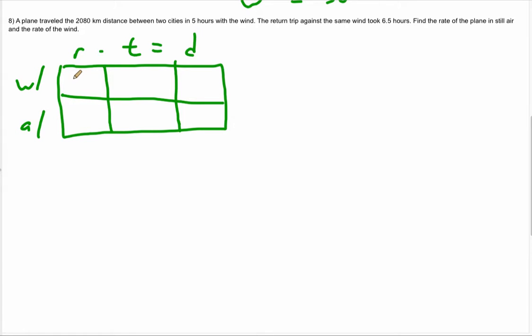So the rate with the wind, let's see, we're talking about a plane again. So this time I'll use P to represent the plane. With the wind, it's plane speed plus wind speed, and against the wind, it's plane speed minus wind speed.